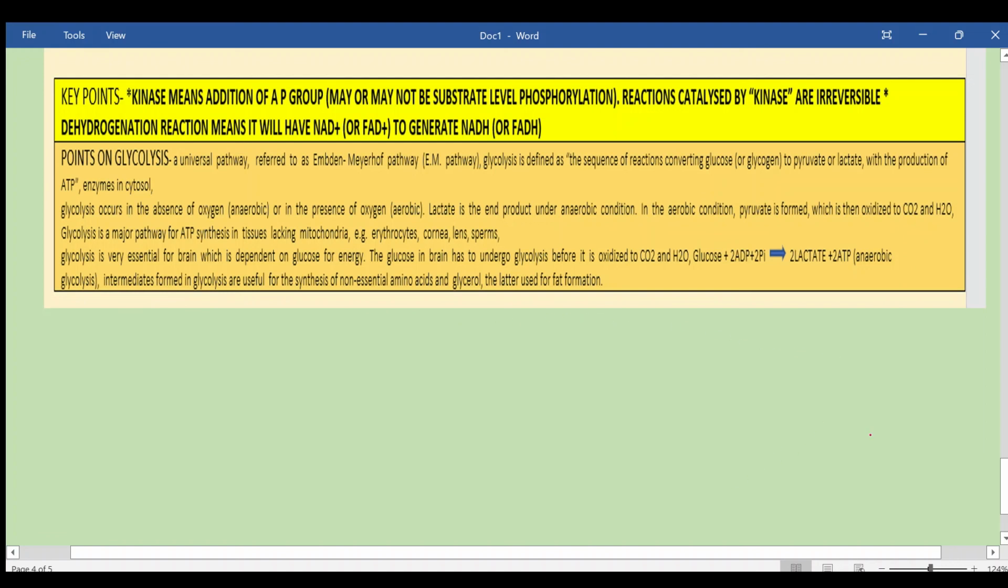Glucose plus 2 ADP, 2 inorganic phosphate, will give 2 lactate and 2 ATP, which is the anaerobic glycolysis. I have written here anaerobic glycolysis. And intermediates formed in glycolysis are useful for the synthesis of non-essential amino acids and glycerol. And glycerol is used for fat formation.